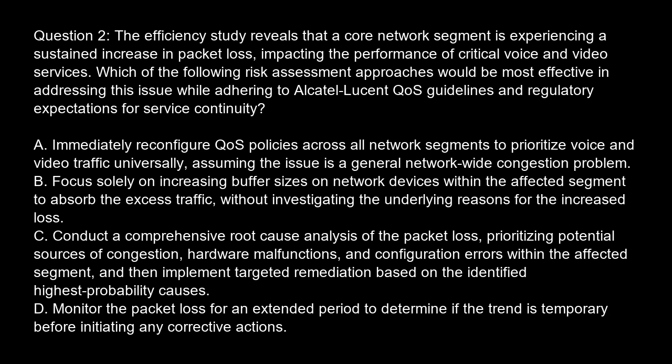Option A. Immediately reconfigure CoS policies across all network segments to prioritize voice and video traffic universally, assuming the issue is a general network-wide congestion problem. Option B. Focus solely on increasing buffer sizes on network devices within the affected segment to absorb the excess traffic, without investigating the underlying reasons for the increased loss.